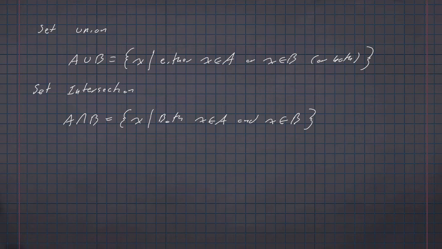Union is anything that's in at least one of the two sets. Intersection is anything that's in both of the sets. A little bit more carefully worded than you're probably accustomed to.